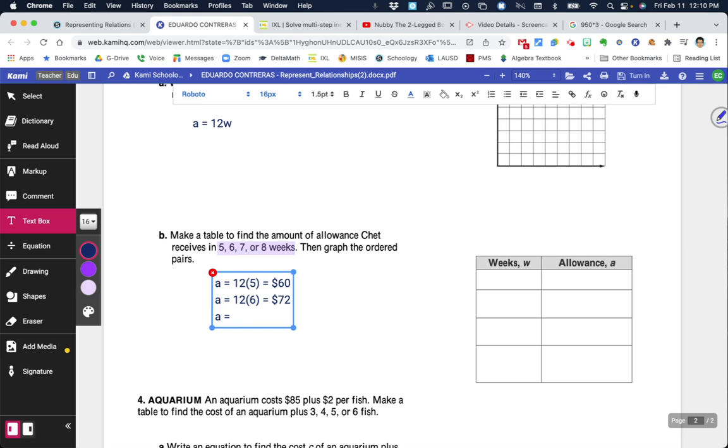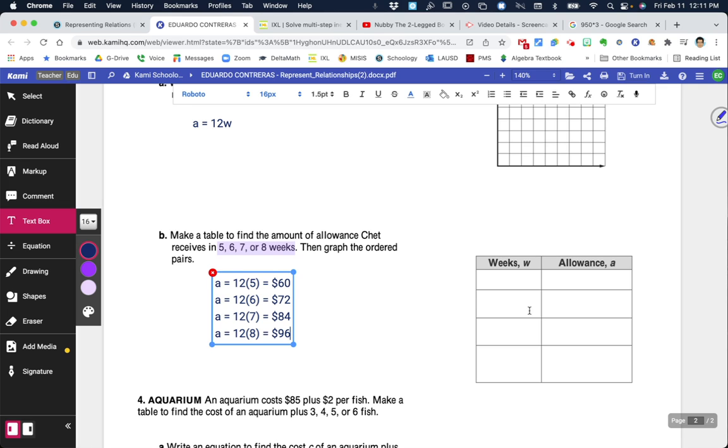Okay. We got 12 times 7. We can just increment that, add another, yeah. So we're going to move on from that. And what do we get for that? 84. And we'll do the last one. 12 times 8. And that's 96. We got our values.